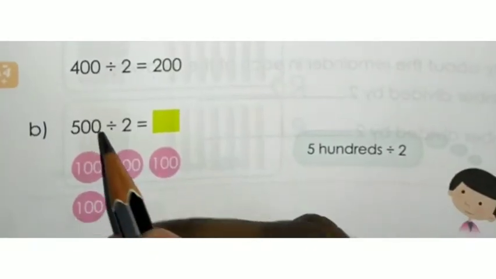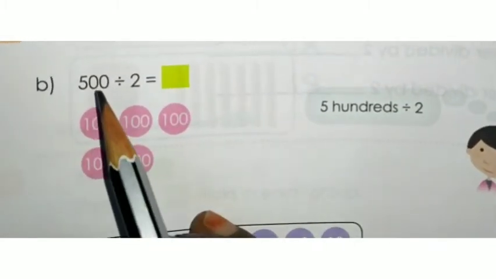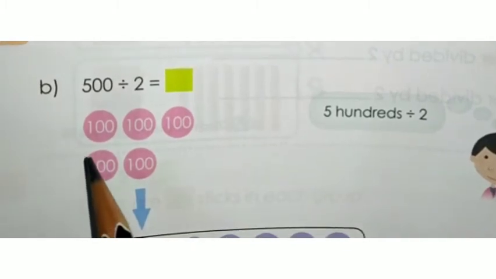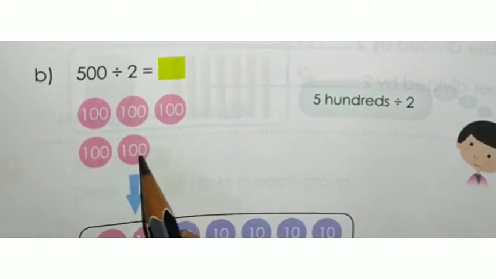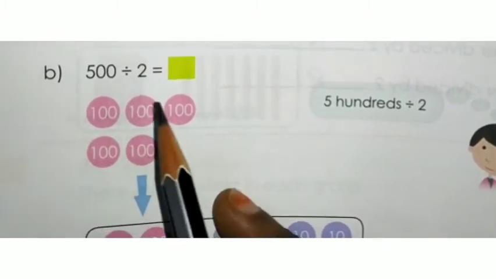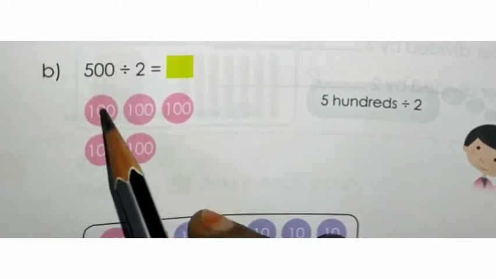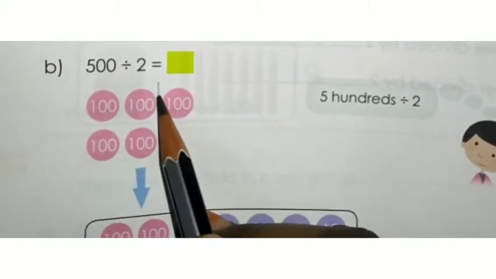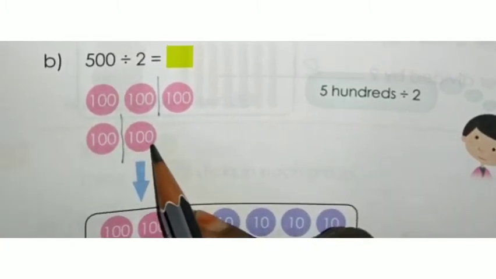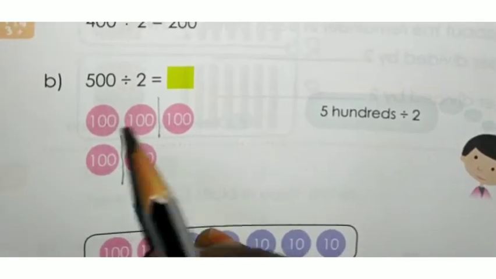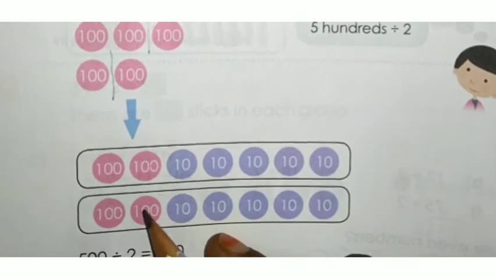Now consider 500. We have to divide 500 by 2. Now separate 500 into 5 times hundreds. 100, 200, 300, 400, 500. So 5 times 100. Now divide these into 2 parts. So 100, 200. Again 100, 200. Remaining, you have one more 100. So see here, 2 times 100, 2 times 100.